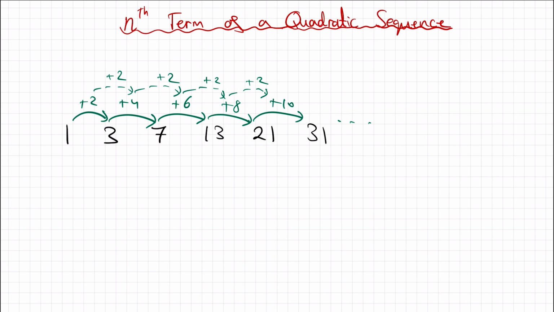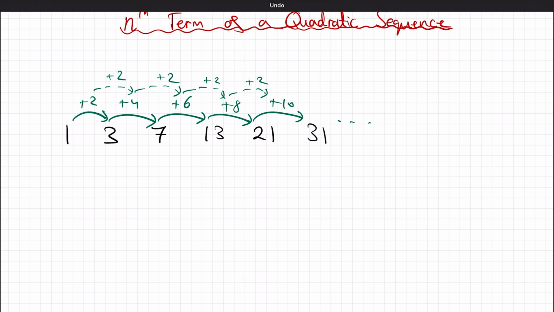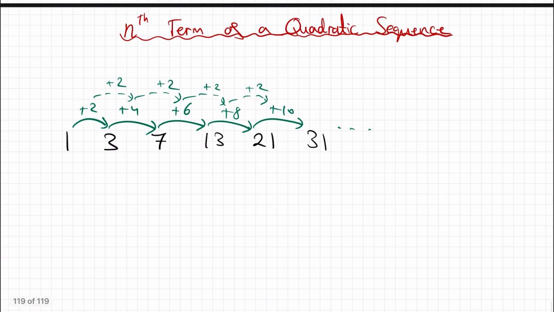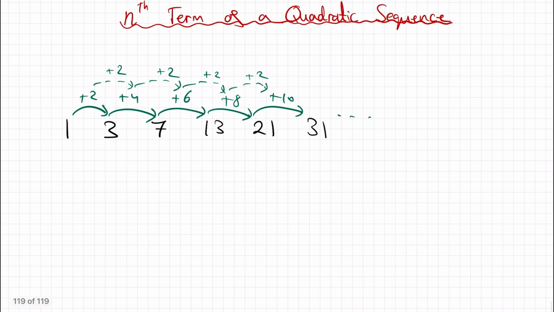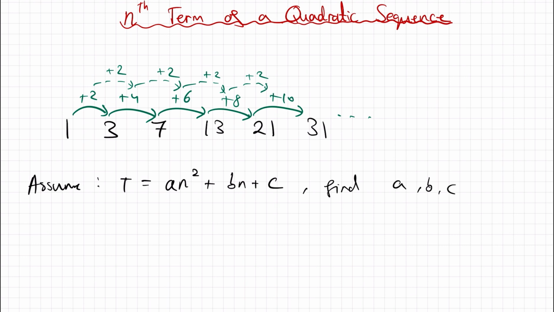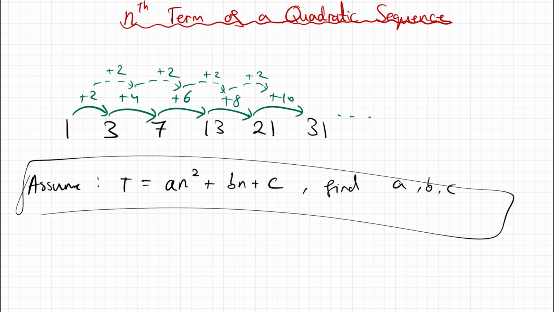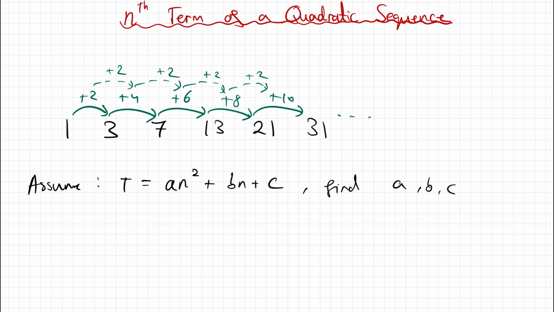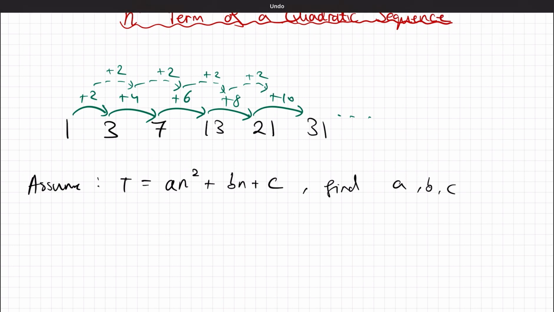The first thing you want to do is find the differences. So in this case, we can just look at the first row here. But what we're going to do is assume that the nth term is of the form an squared plus bn plus c, and we want to find a, b, and c. We assume that because we're presumably given that it's a quadratic sequence, so we can assume that's true.